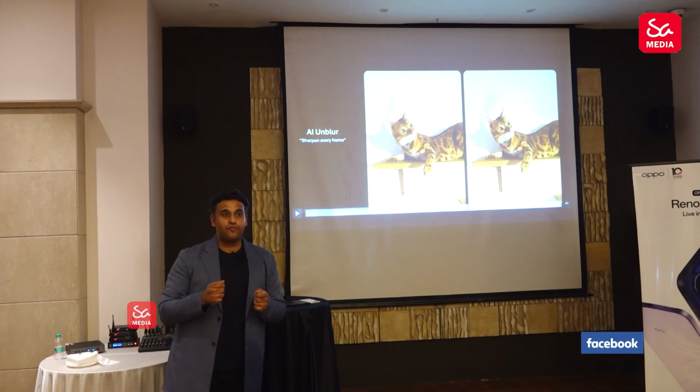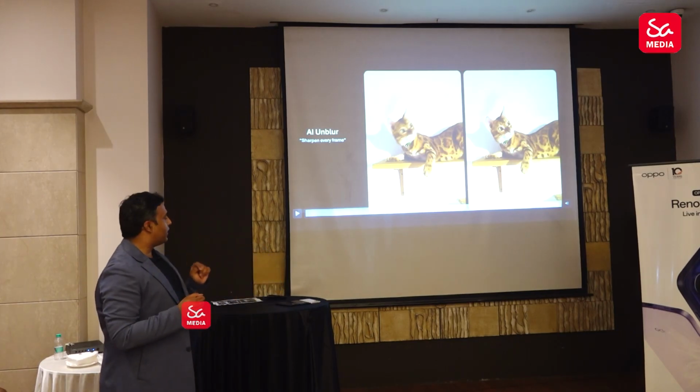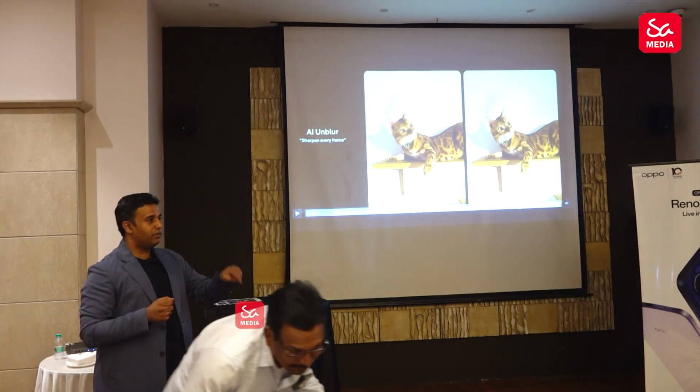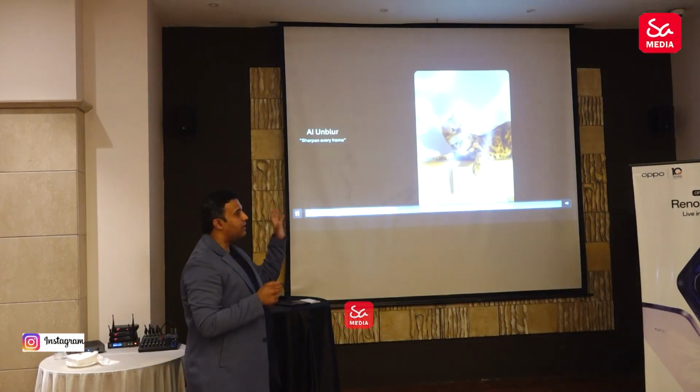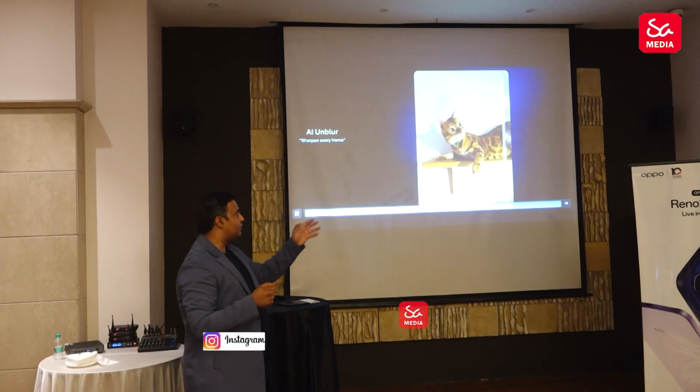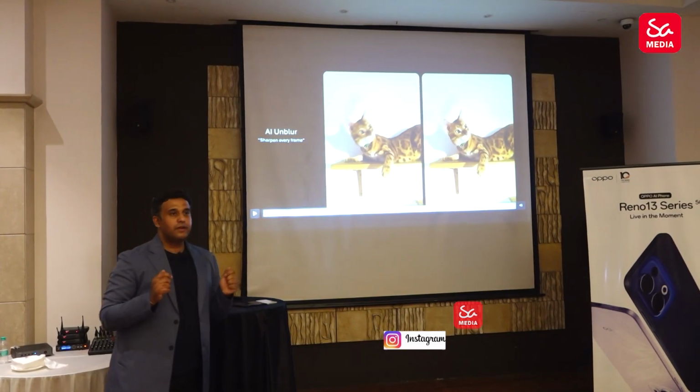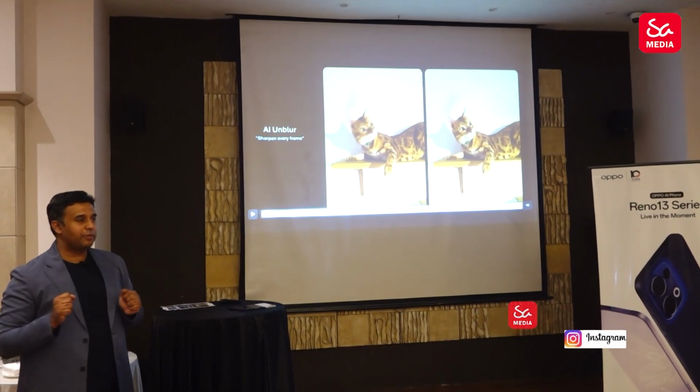So with the Reno13 phone, I can actually just do a quick click. Can I just play the video? I'll do one click with the AI unblur feature and the photo will get unblurred very instantly. So the consumer doesn't need to do anything. They will have the perfect photo to be put on social media.